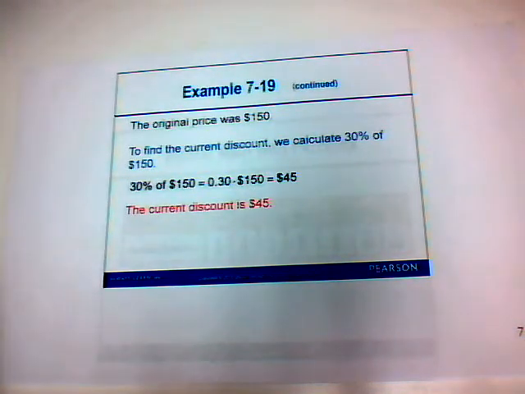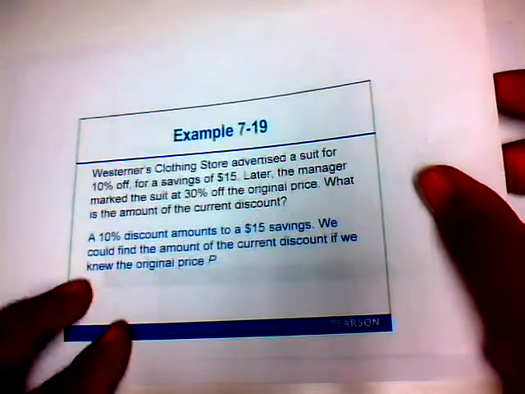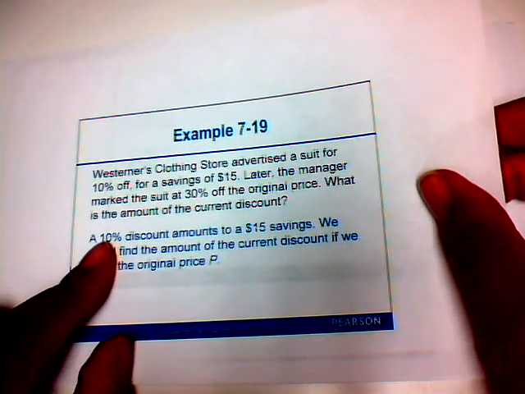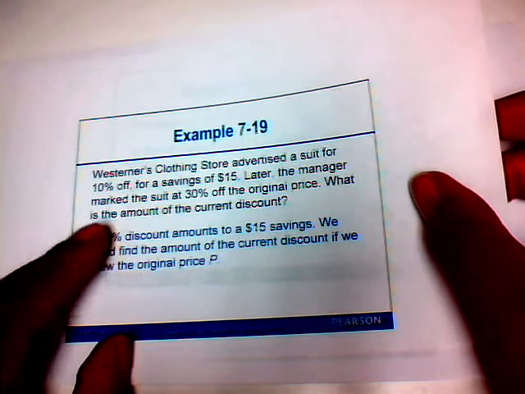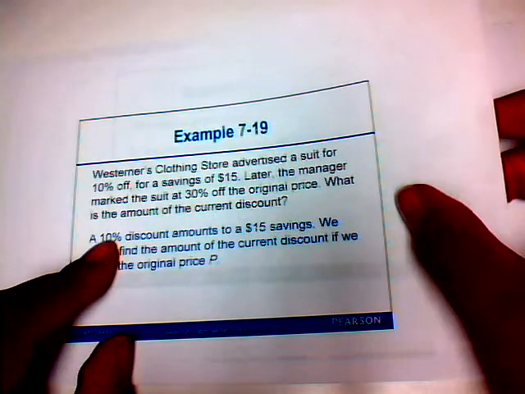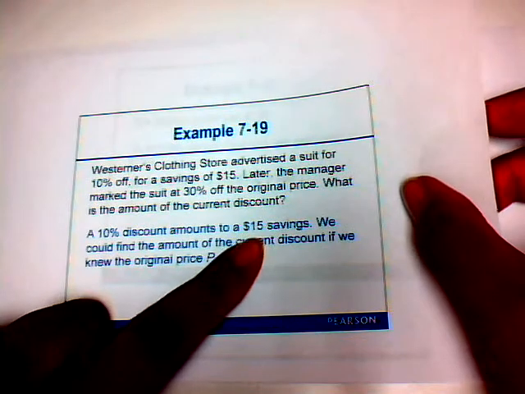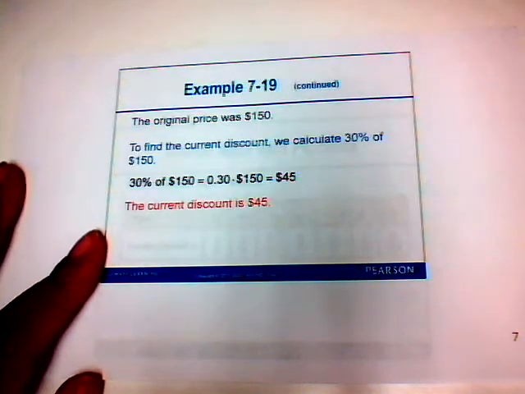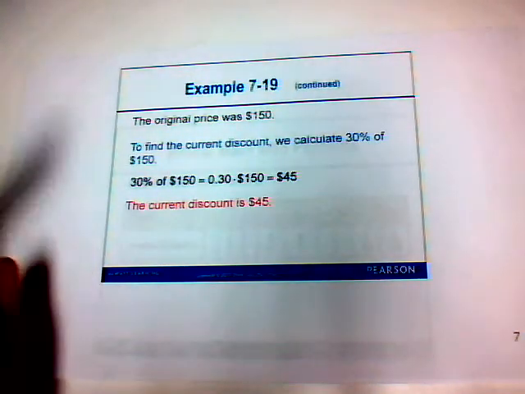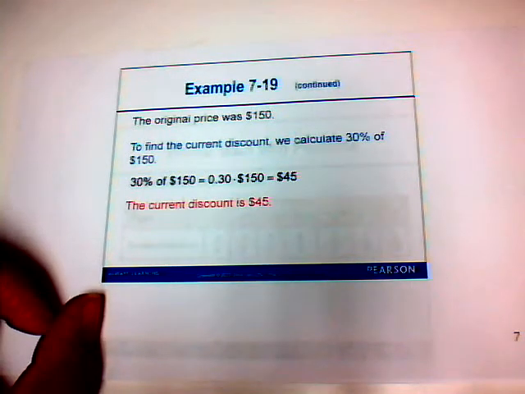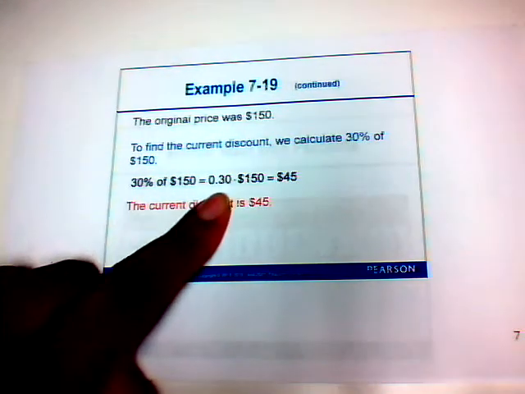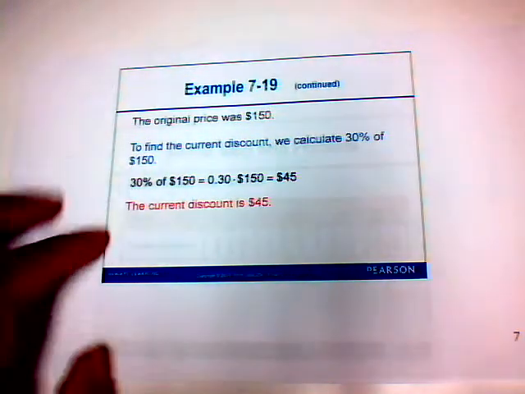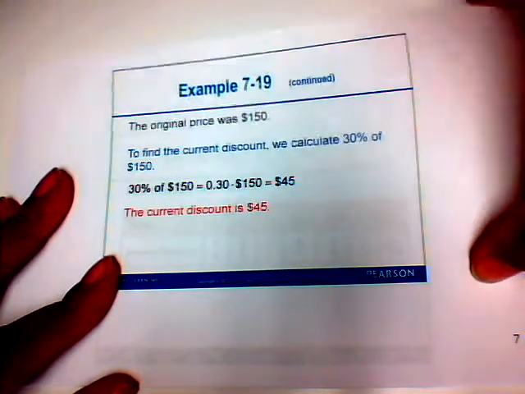Okay, now how did they get the $150? You take $15, divide that by 0.10. 10% as a decimal will be 0.10. Because a 10% discount means that there is a $15 savings. So 15 divided by 0.10 will give us $150, which was the original price. Now to find the current discount, we're going to calculate 30% of $150, which is 0.30 times 150, which would give you $45. So the current discount would be $45.